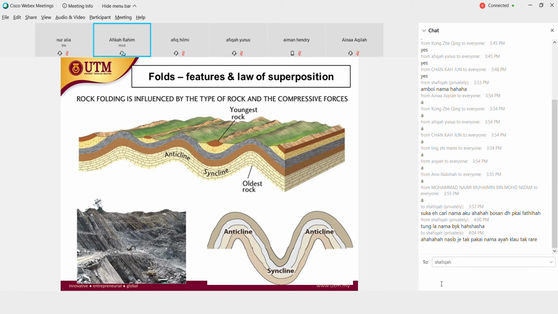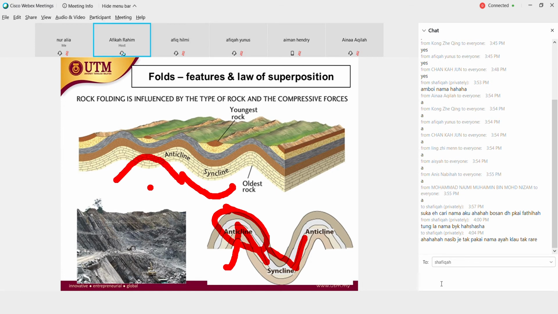Okay, and just to let you know, there's a name for it: anticline, for A. This is how I remember. For A, we call it anticline because it's like A. So syncline is like this. Syncline is the valley. Anticline is the crest.